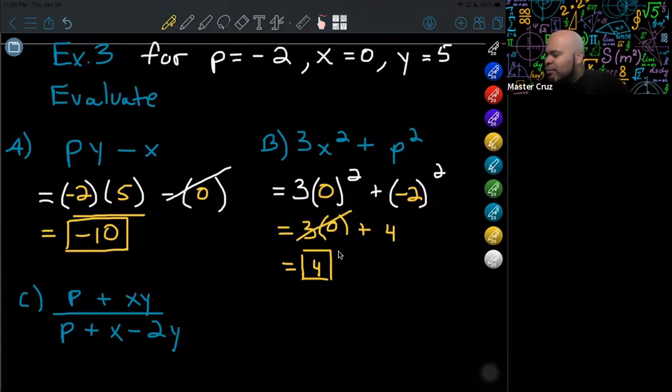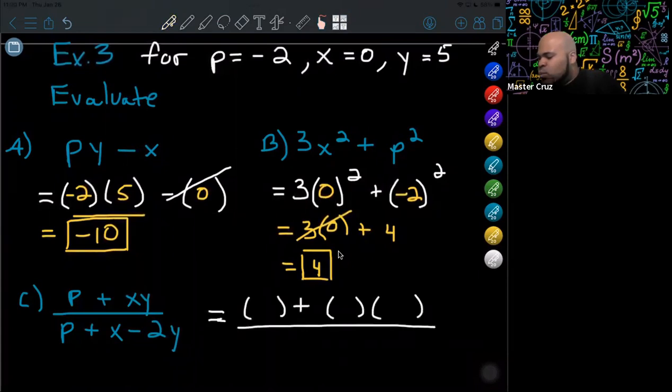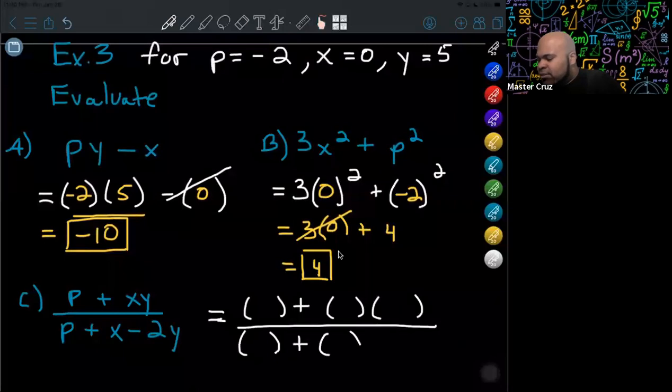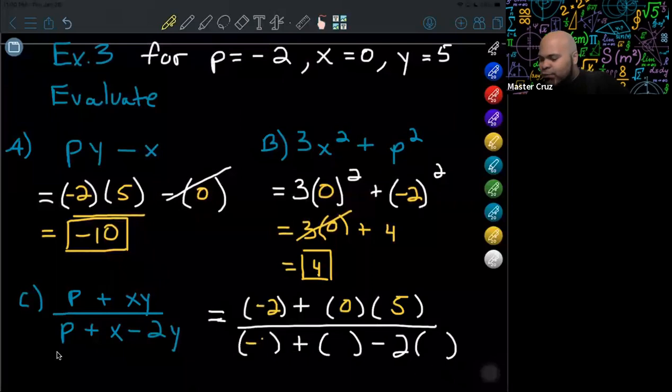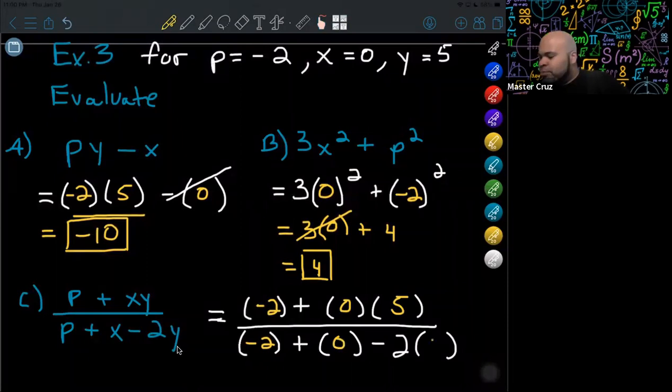The last problem, I'm just going to write it right here on the side. Okay, so here we go, so that we can substitute. Instead of P, so again, I'm going to open parentheses. Wherever I see a variable, open parentheses. That's what we do. And now we're going to substitute the correct numbers. So P is -2, X is 0, and Y is 5. And again, there's another P here, so -2, another X here, so 0, and another Y here, so +5.